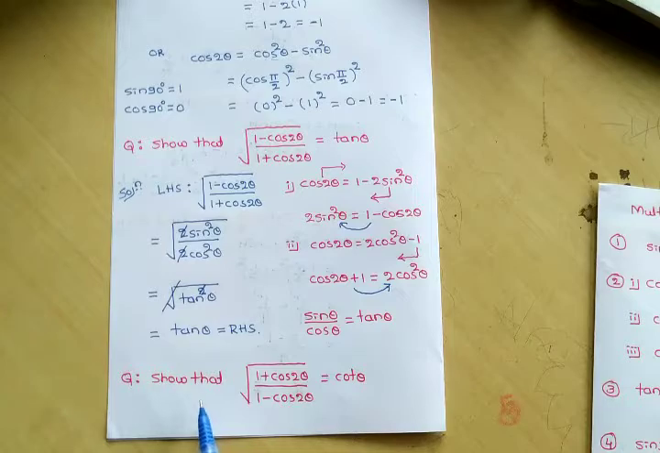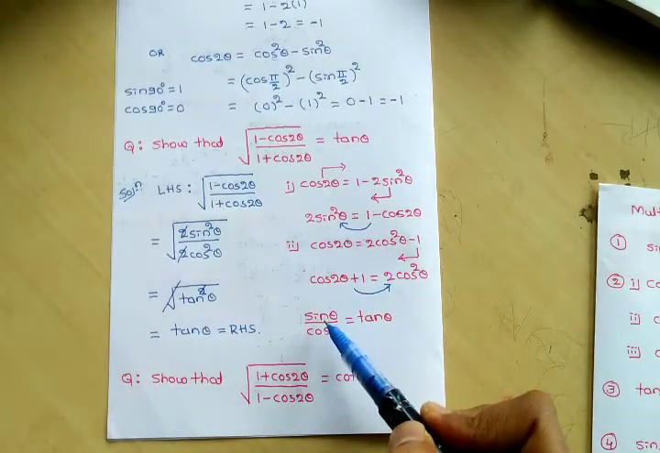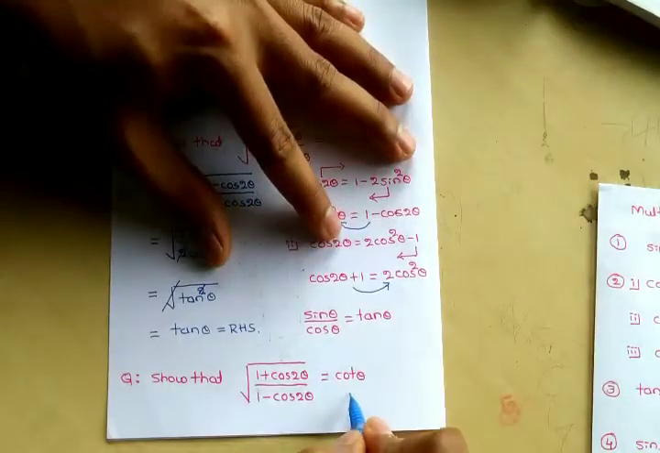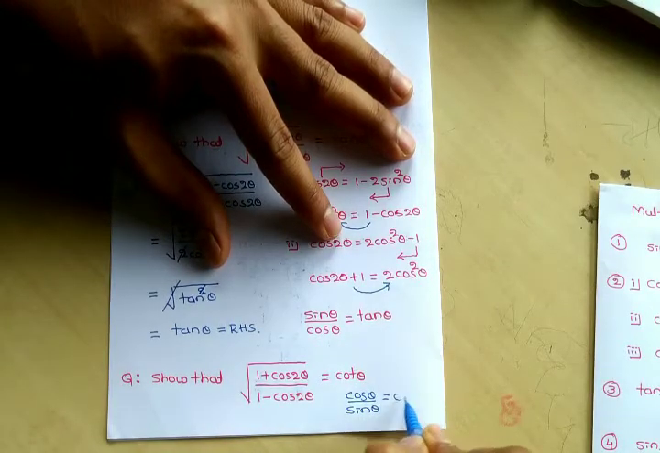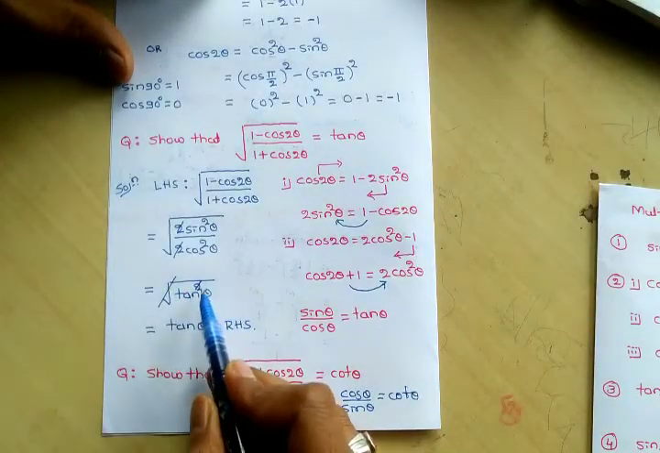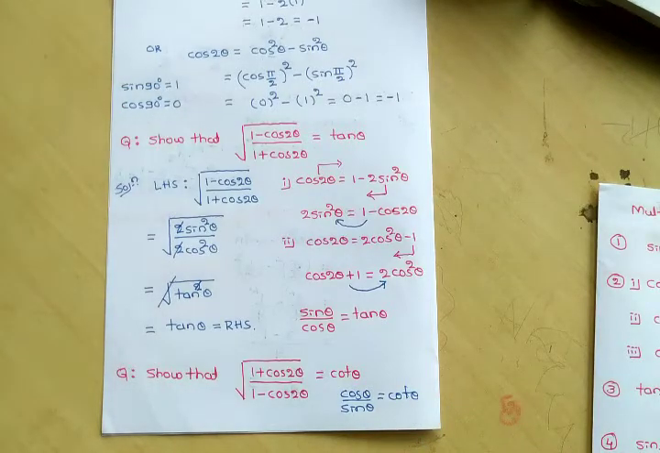Next example you can try. Same thing, reverse order. Show that square root of (1 plus cos 2 theta) divided by (1 minus cos 2 theta) is equal to what here? Cot theta. So it will go in reverse order. Instead of sine by cos, you will get cos by sine. Cos theta divided by sine theta is nothing but cot theta. So here you will get cot square, and the power and square root both get cancelled. Finally, which value will we get here? Cot theta.